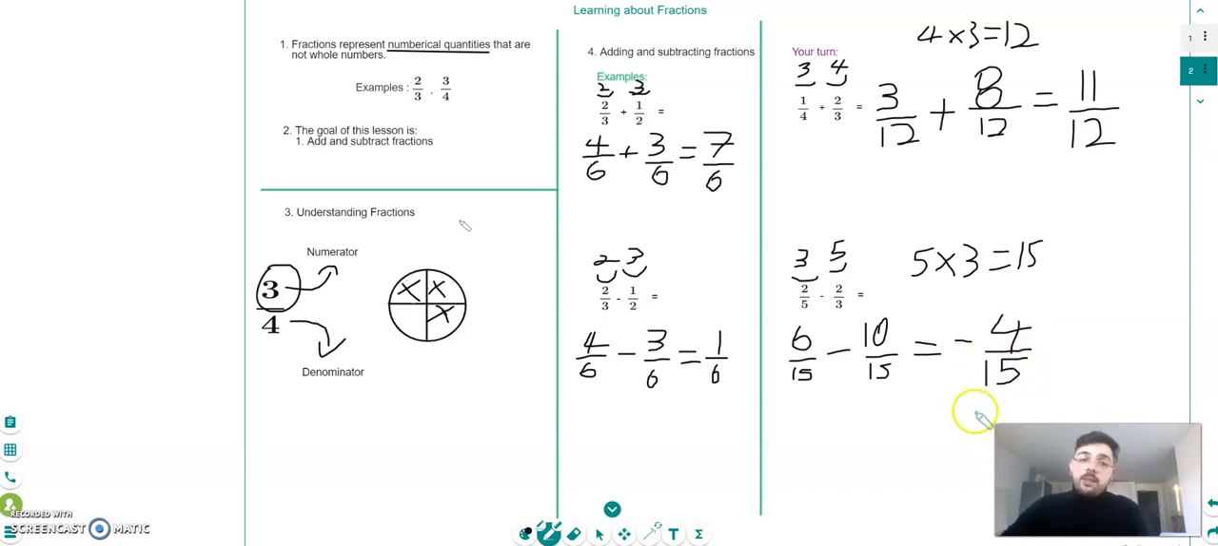I hope this helps you understand fractions a bit better. This is the first lesson in fractions, simple adding and subtracting. The next lesson will be how to multiply and divide fractions.